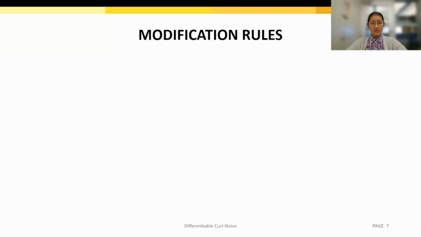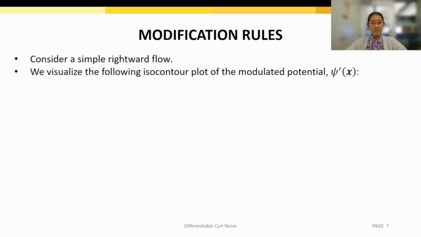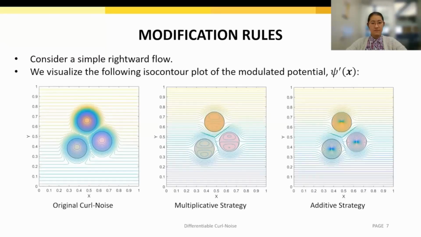However, we found that all the existing designs are not differentiable. Let us consider a simple rightward flow. We make the following isocontour plots of the modulated potential psi prime of x. We see from the plots that all these constructions have strong artifacts, such as the tangential flows surrounding the objects in the original Coronoids design, and the clear discontinuities from both of Chang's designs, even if we place circular objects that have smooth boundaries.